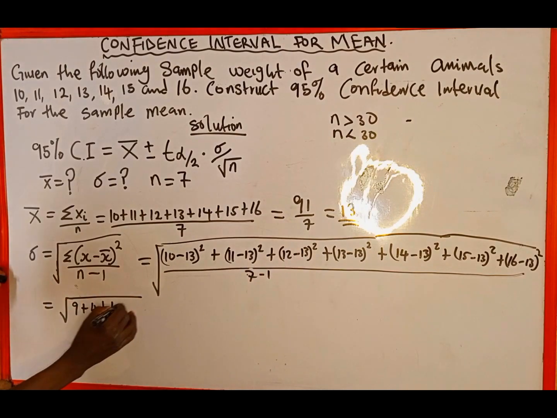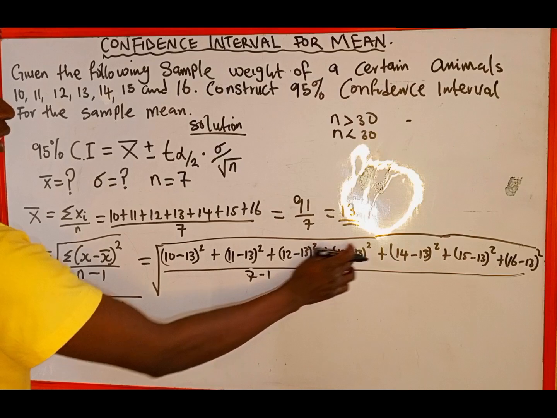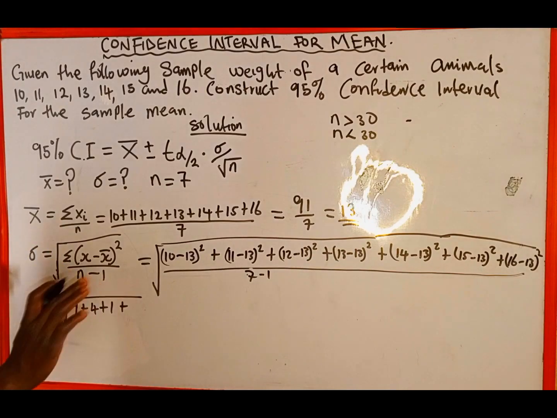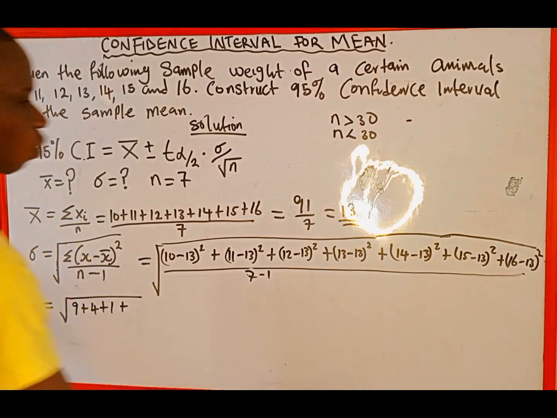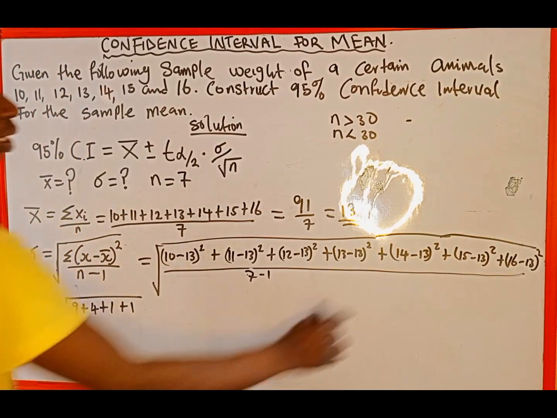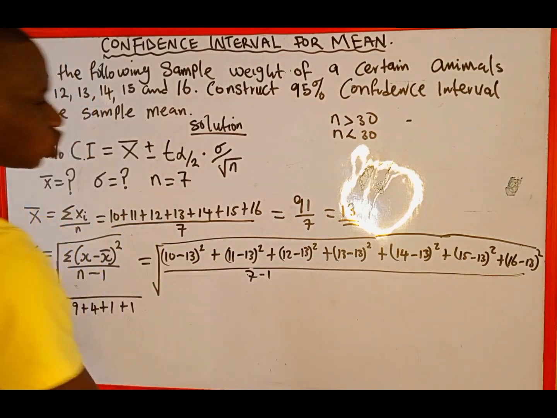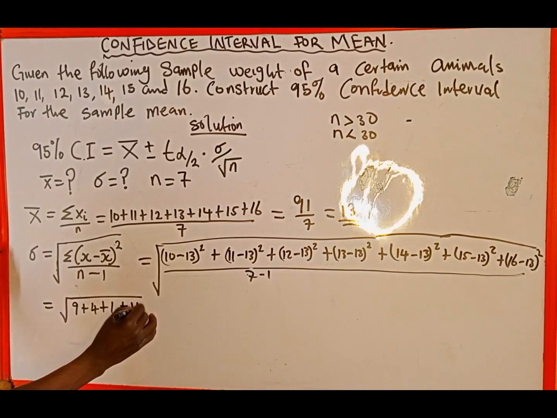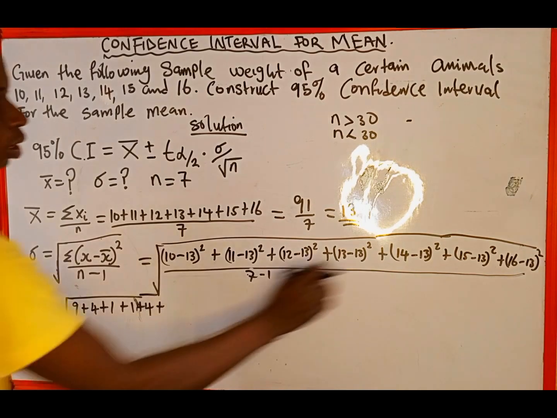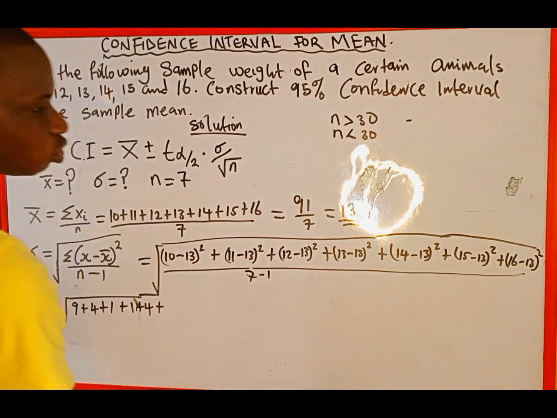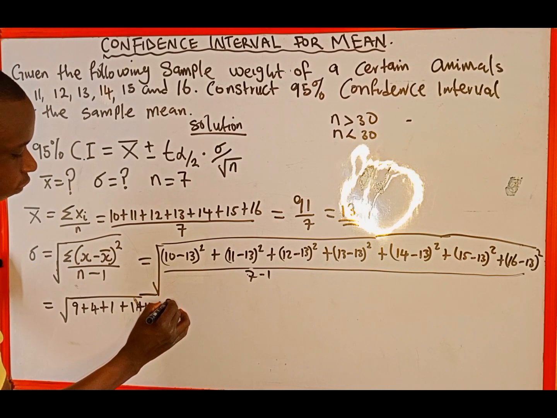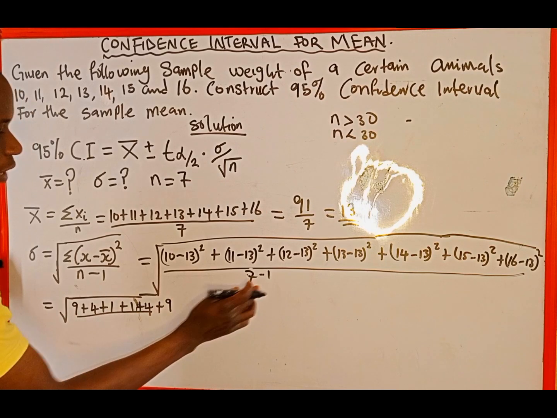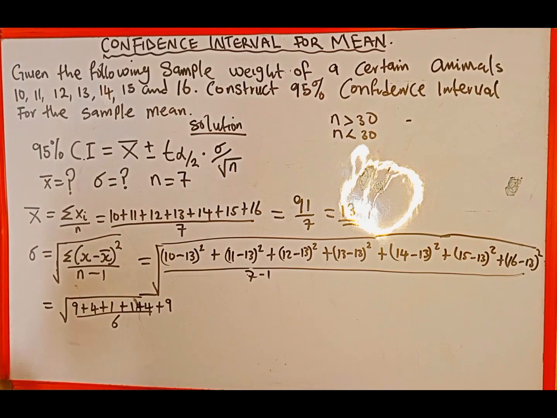Then 1 square is the same as 1. Then plus the next one, 13 minus 13 is 0. Then 0 square, there's nothing there. Then plus 14 minus 13 is also 1. Then 1 square will give us 1. Also 15 minus 13 is 2. Then 2 square will give us plus 4. Then plus 16 minus 13 is going to be 3. Then 3 square is going to give us what? It's going to give us 9. So everything divided by what? 7 minus 1, which is equal to 6.